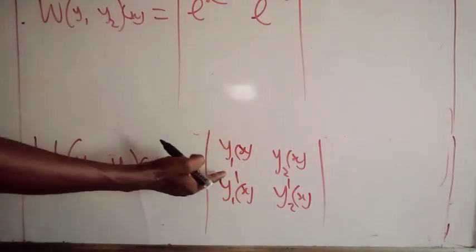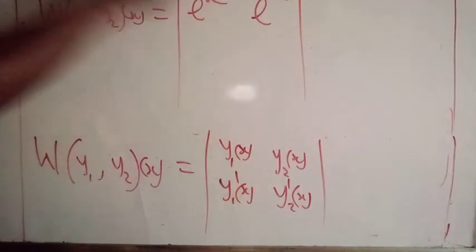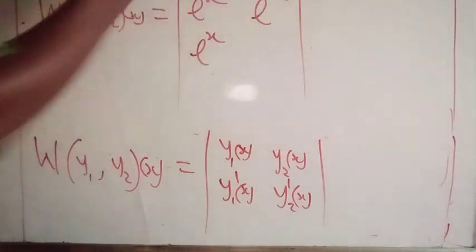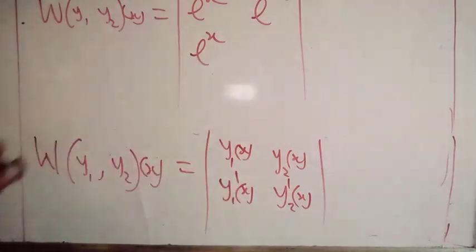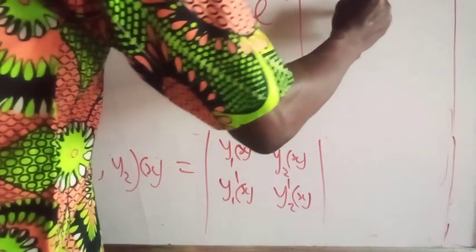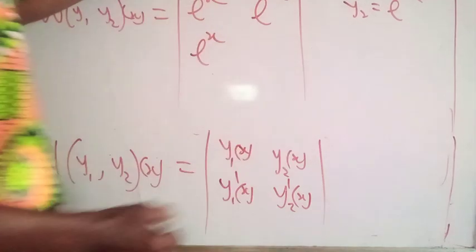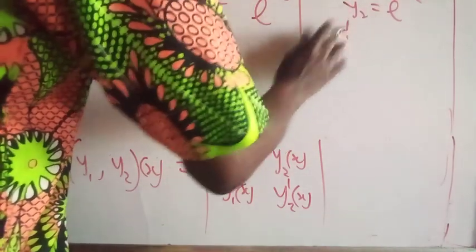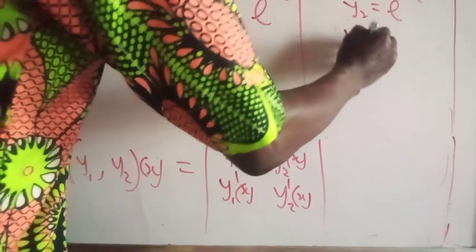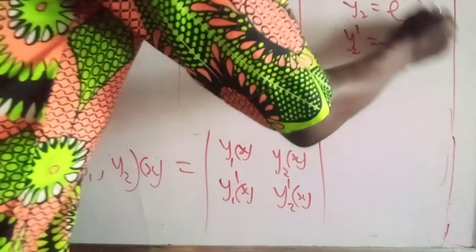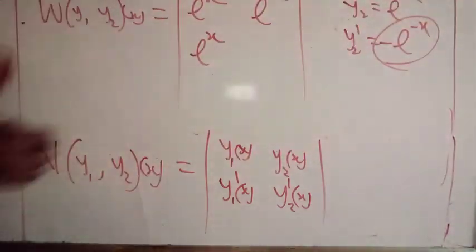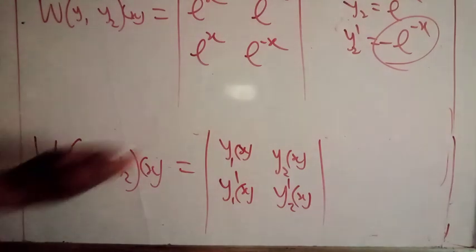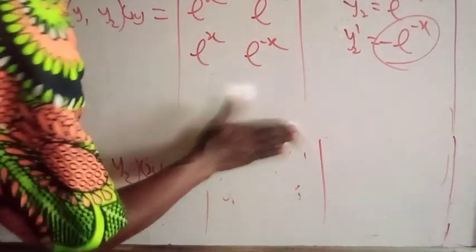If we differentiate y1 prime of x, if we differentiate exponential x, you still get exponential x. For y2 prime of x, y2 is equal to exponential minus x. Can you still remember in differentiation? The minus one will come, the minus will come here. So y2 prime will be minus exponential minus x. That's the differential value of exponential minus x. So you write exponential minus x. With this, the next thing is to find the determinant.